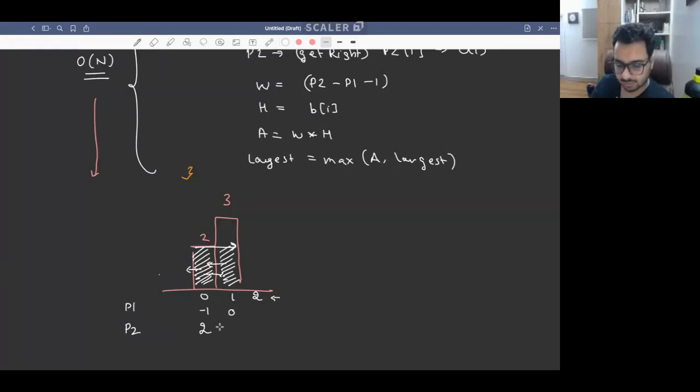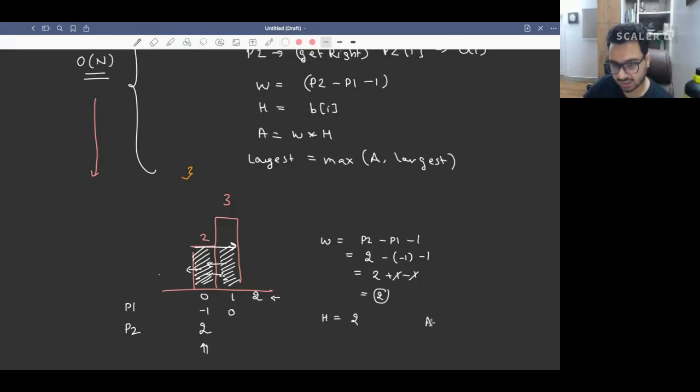If you stop at 2, what is the width you will get? Let us calculate the width for this position. Width is nothing but P2 minus P1 minus 1. So it is 2 minus minus 1 minus 1. So it is 2 plus 1 minus 1, which is 2. So I'm getting the width as 2. Is this the correct width? And what is the height? The height is 2. So I'm getting the area as 4.